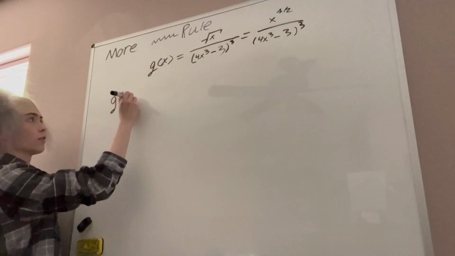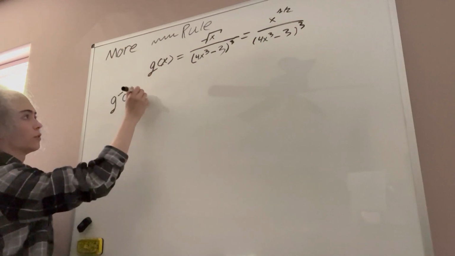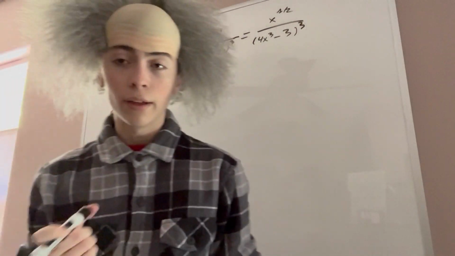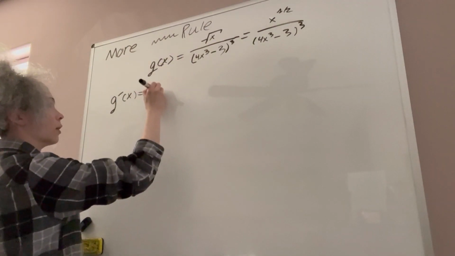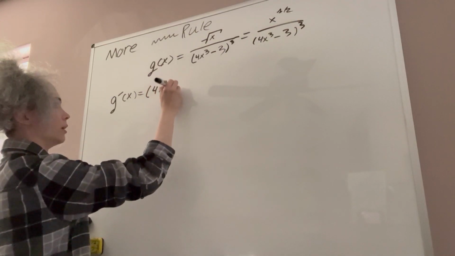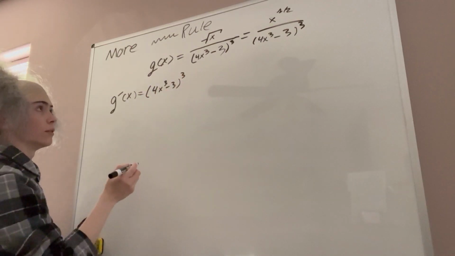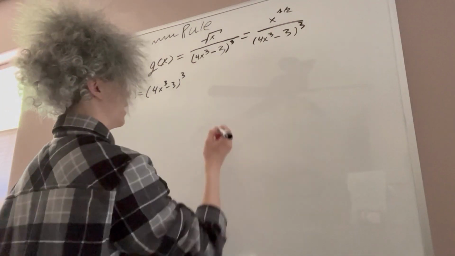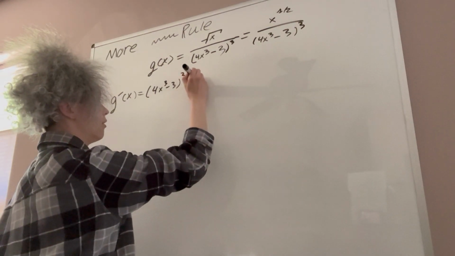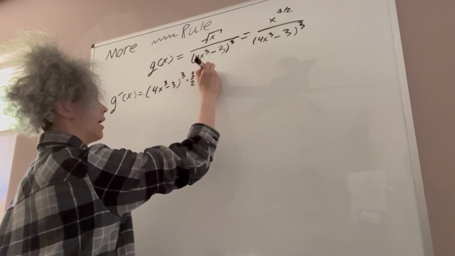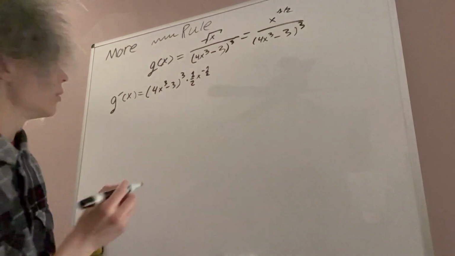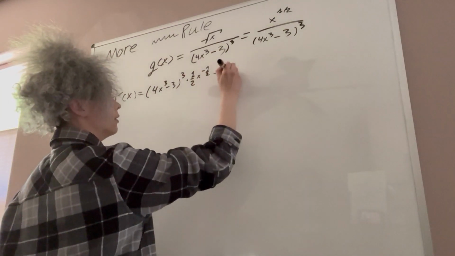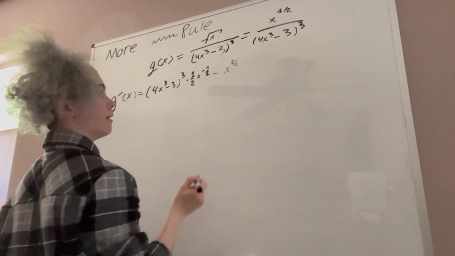G prime of x equals, you'll never forget it, low d high minus high d low, draw the line, square the low. Okay, low, that is (4x cubed minus 3) quantity cubed times d high. Okay, x to the 1/2 power, that's going to be times 1/2 x to the negative 1/2. And it's an exponential there to the negative 1/2 power. Okay, minus high, x to the 1/2 power, times d low.